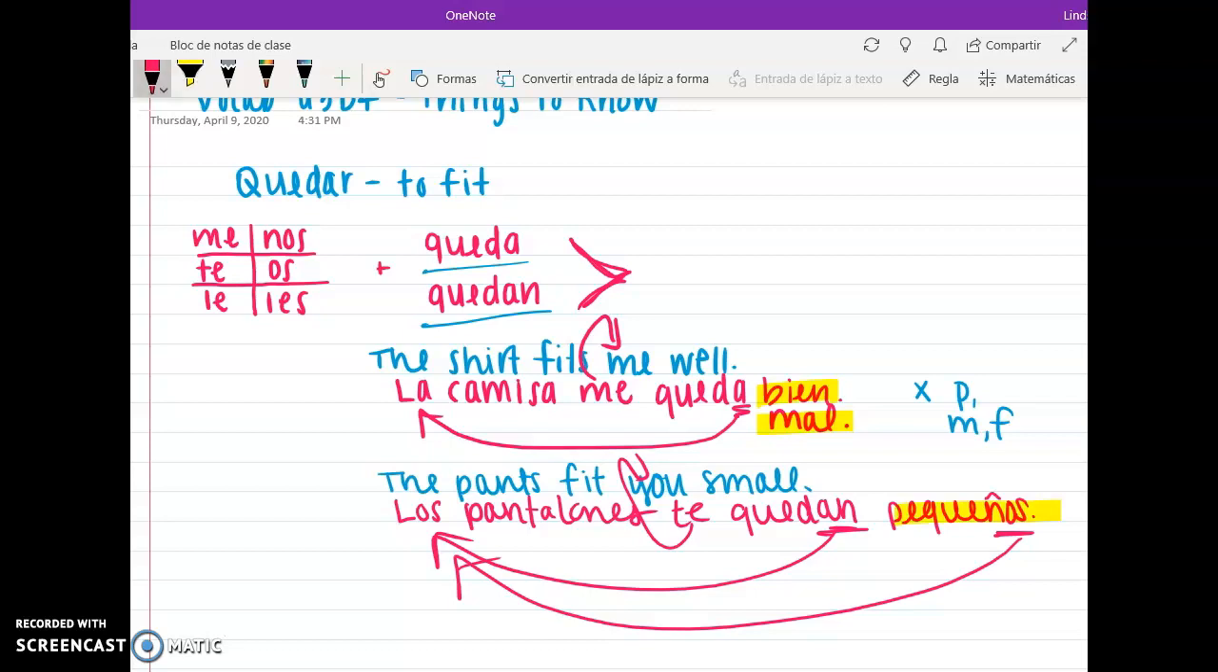Okay. The last adjective that the textbook gives us is grande. And while grande can be made masculine or feminine, it can be made plural. So it could be grande or grandes.